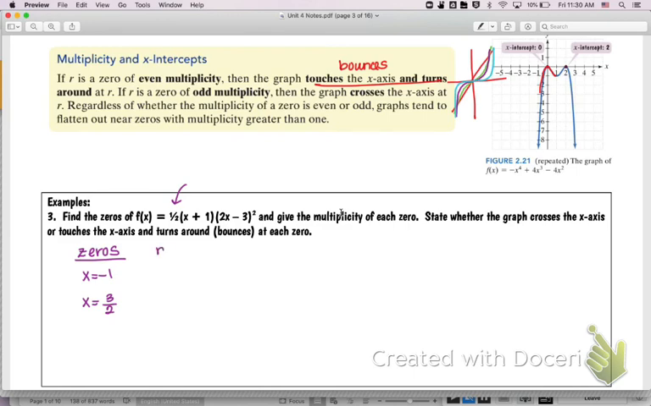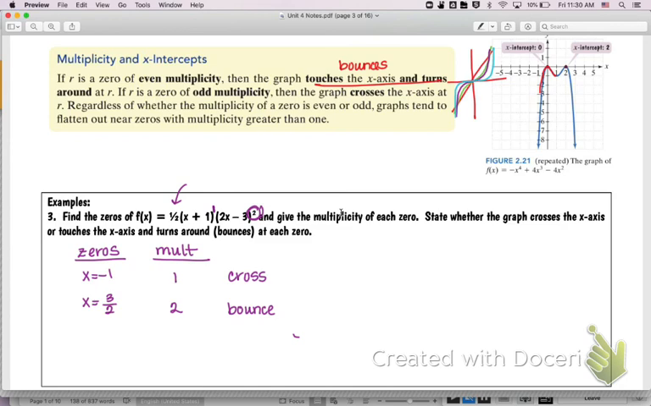All right, now what's the multiplicity of each of these? Well, this first factor is just to the first power. So this one has a multiplicity of 1, but this second factor is to the second power, so it has a multiplicity of 2. So what does that mean? 1 is odd, so that tells us that we're going to cross the x-axis at this point. 2 is even, so that tells us that we're going to bounce off of the x-axis. We're going to touch it and then turn around at x equals 3/2.